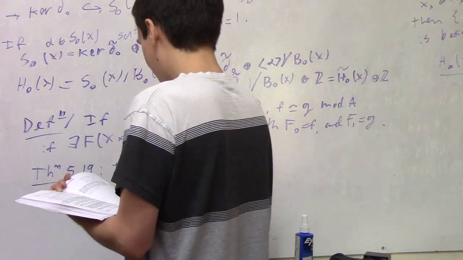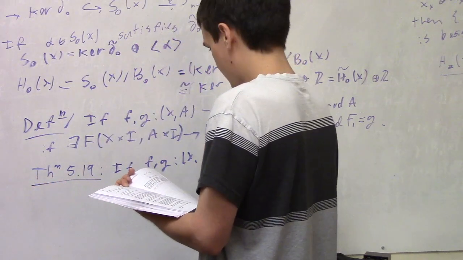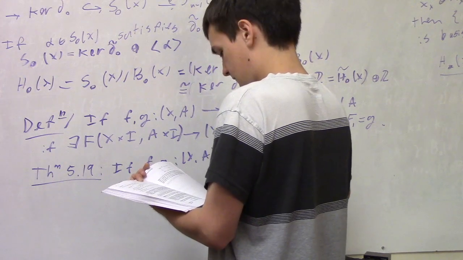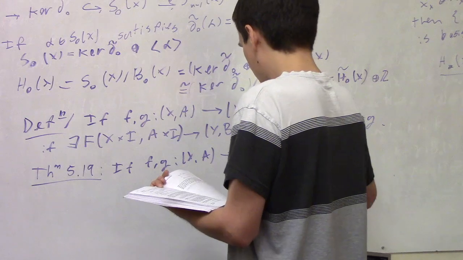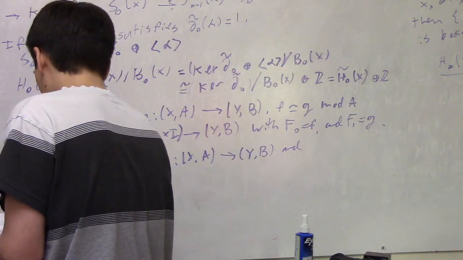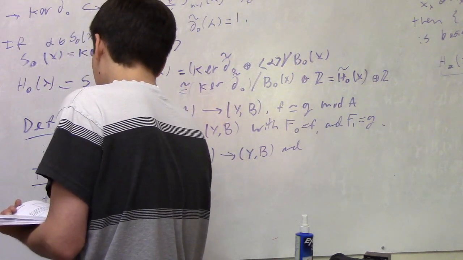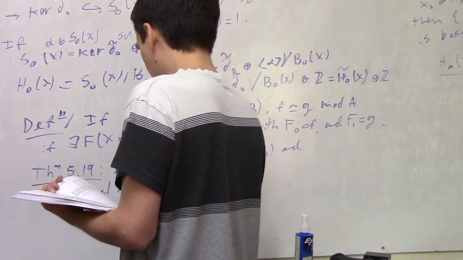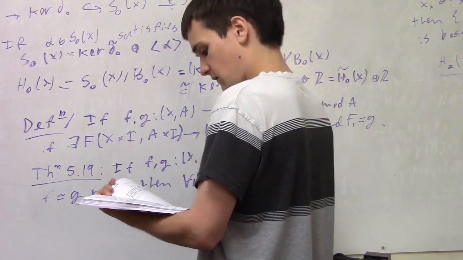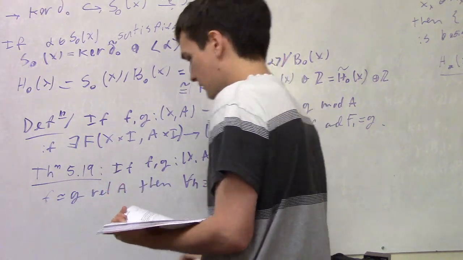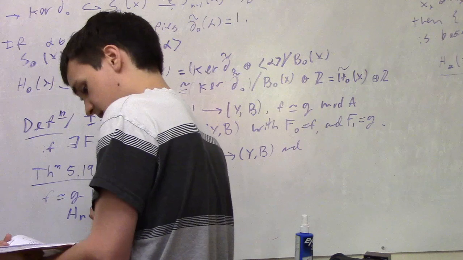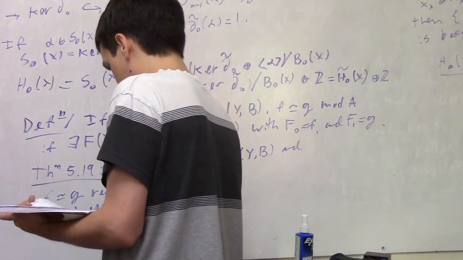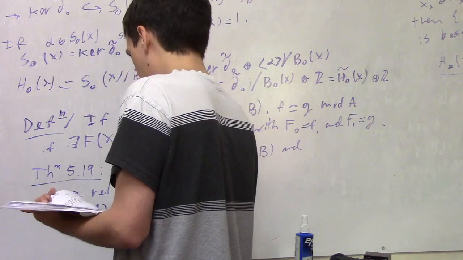So if f and g are maps in top squared, and f is homotopic to g rel A, then for all n greater than or equal to 0, the nth induced maps are the same.